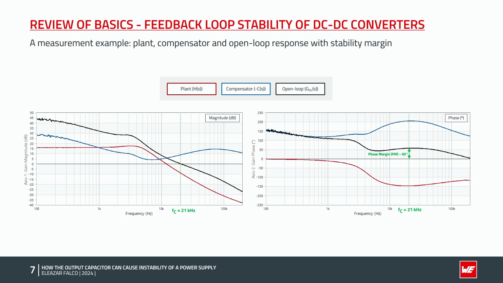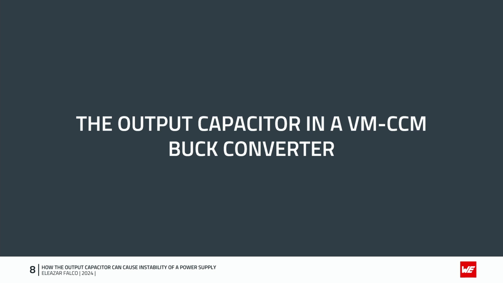We can also see here how the magnitude and phase curves of the open loop response are just formed by adding the respective curves of the plant and compensator in these Bode plots. After this short review, let us move on and analyze the role of the output capacitor and its parameters on a voltage mode buck converter.